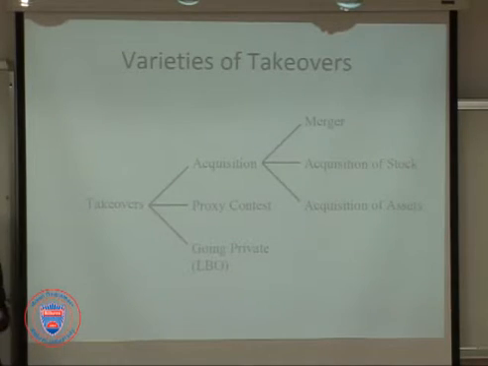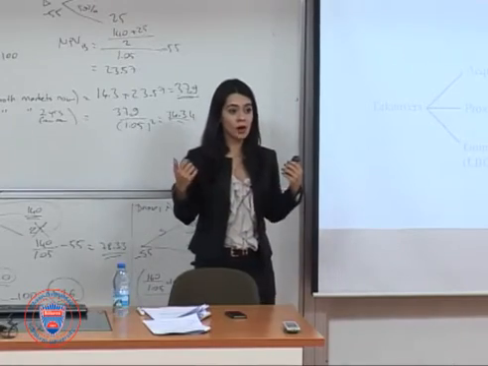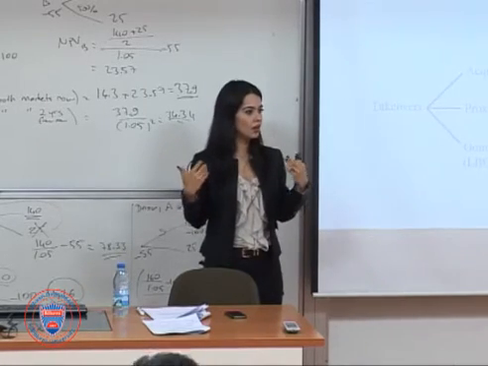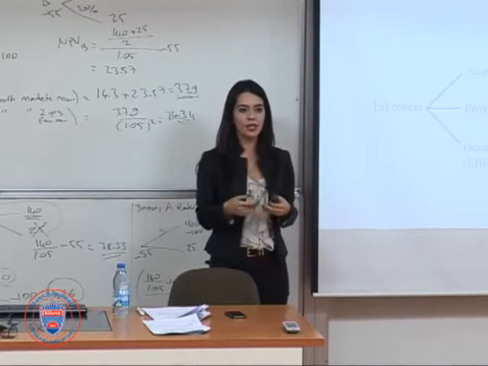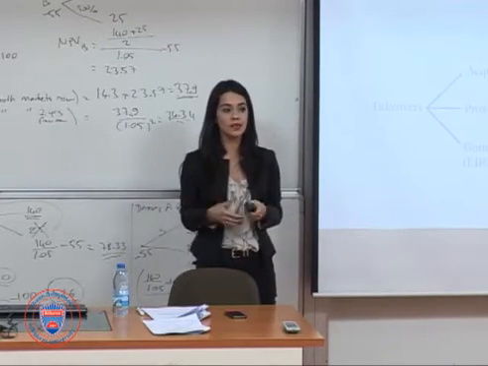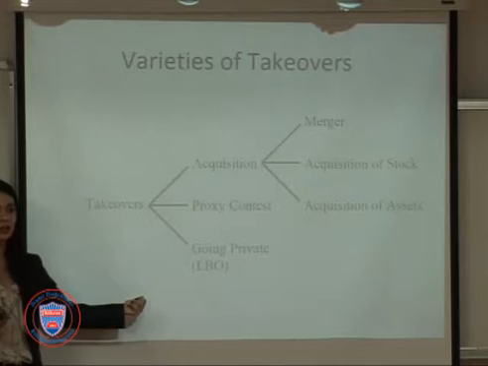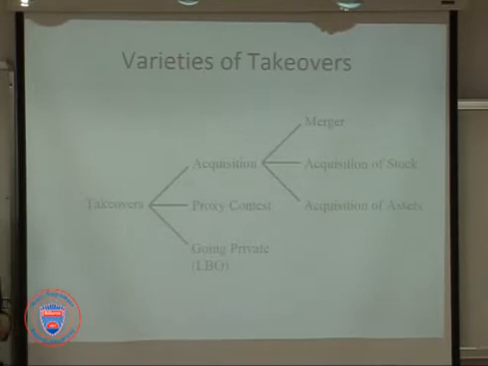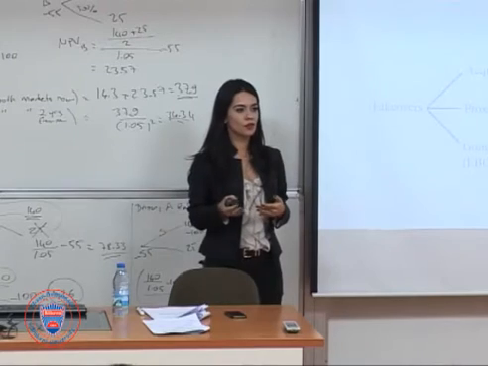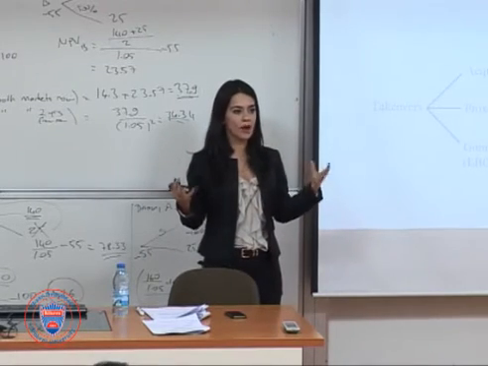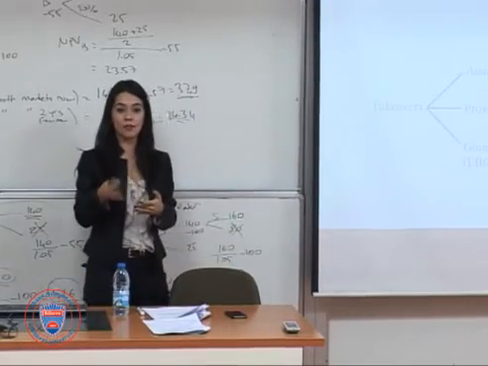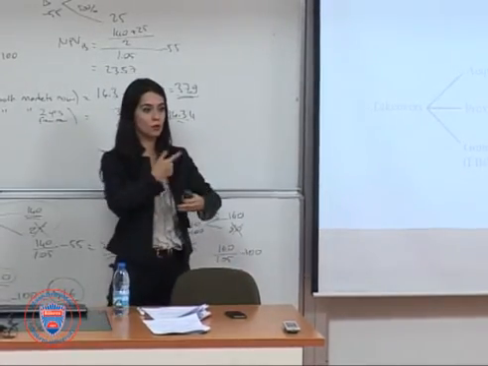The last one is going private. We know that private companies can go public by issuing stocks. The opposite can happen. A public company can go private by a leveraged buyout. We're going to talk more about those probably next week. So this is another way of taking over. An investor buys a public company, and he might turn that company into a private company. Okay, it's just the opposite of going public.